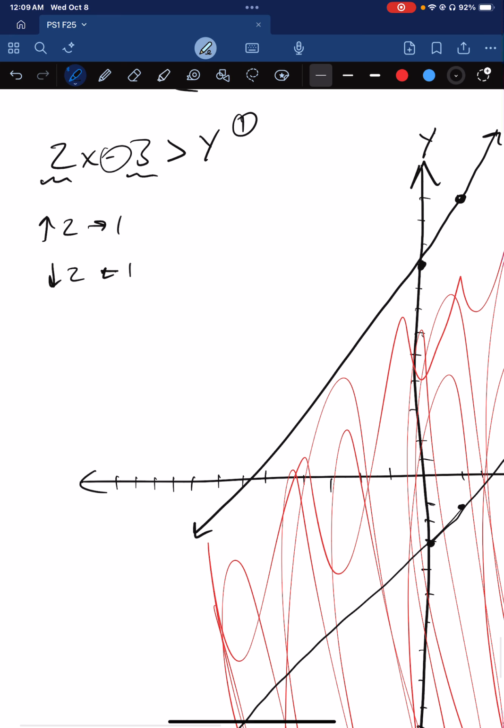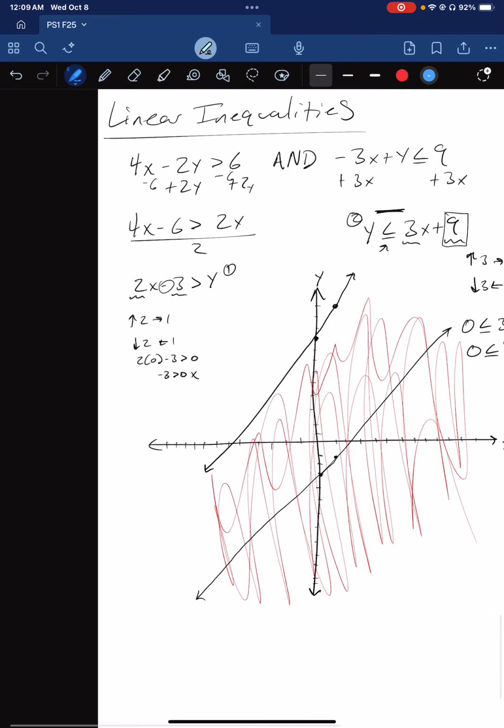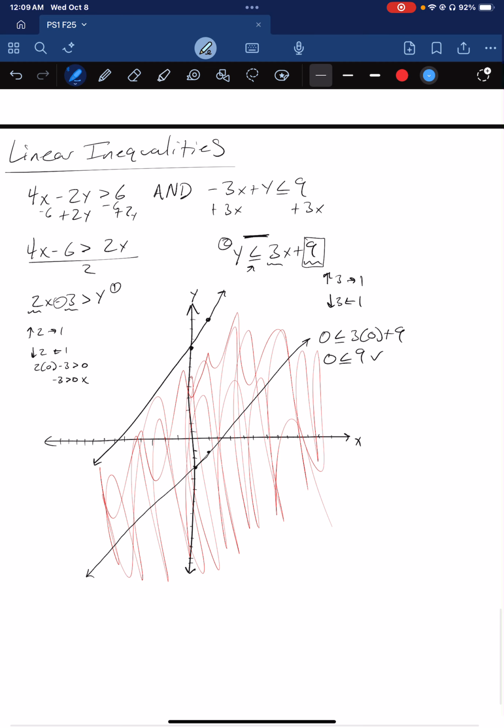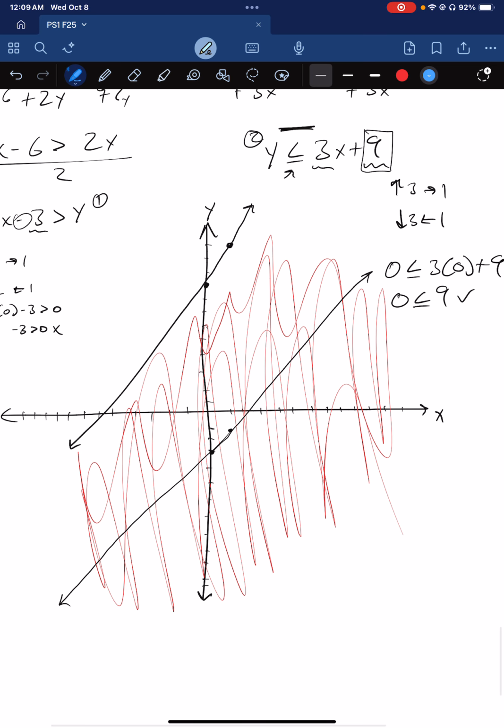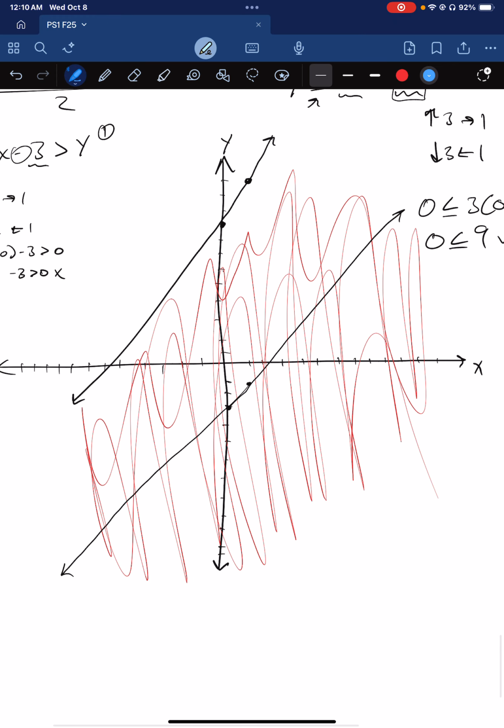Let's see. Let's plug in 0, 0. 2 times 0 minus 3 is greater than 0. Is this true? 2 times 0 is 0. So negative 3 is greater than 0. Is that true? No. No, it is not. So let's shade in that area that does not have 0, 0 in it. And that's going to be below our line.